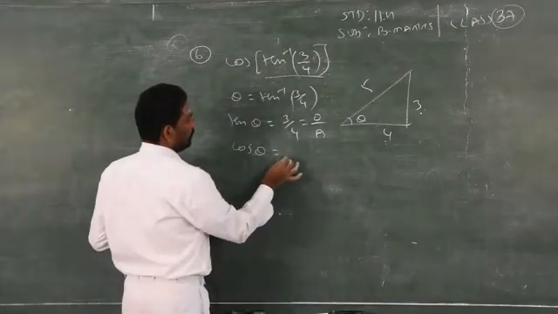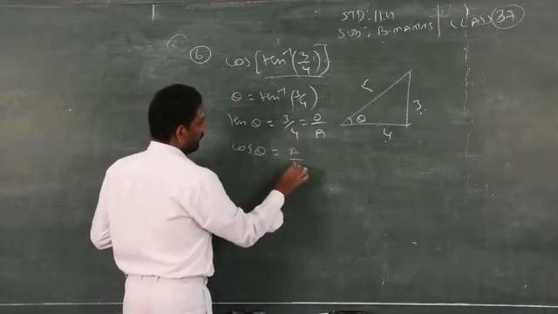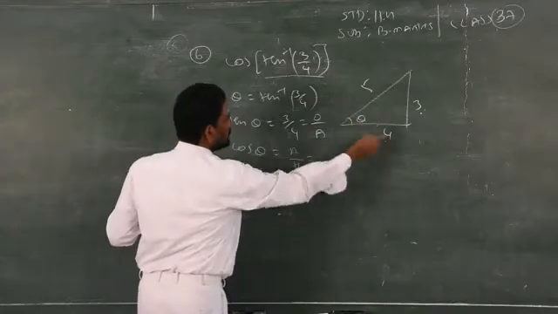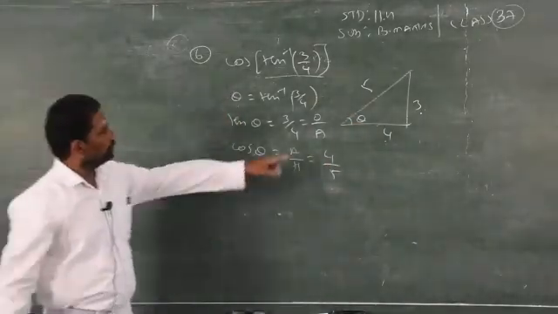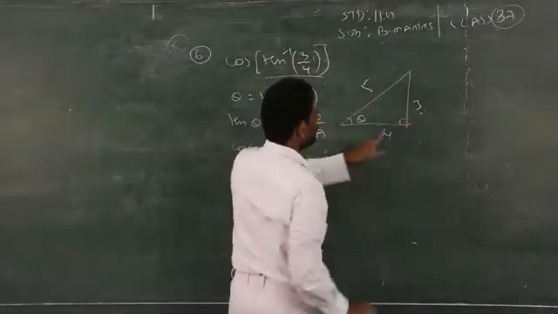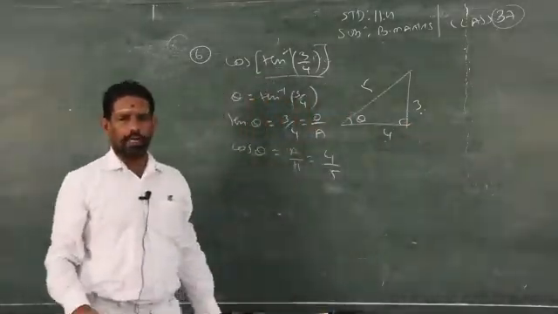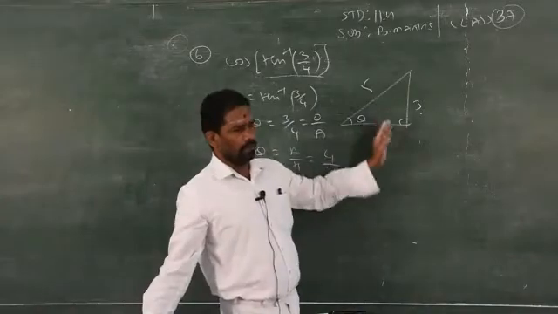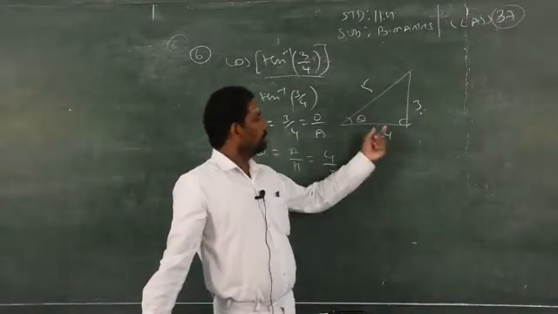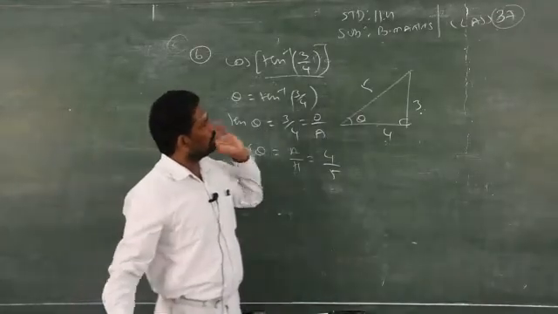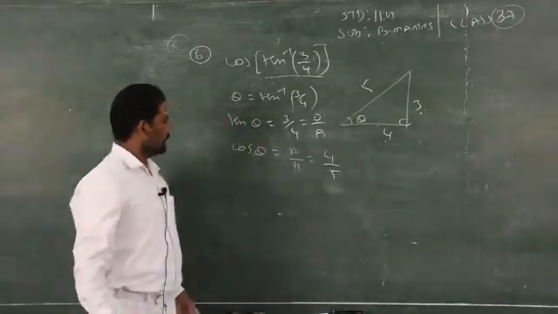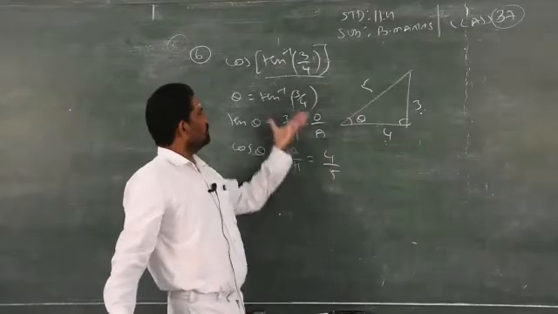So now you have to find cos theta: adjacent by hypotenuse. What is your adjacent? 4. 4 by hypotenuse, that is 5. You know how to find the hypotenuse? When two sides are given, just square and add. This is called a Pythagorean triplet. You have to memorize. 4 square is 16, 3 square is 9, 16 plus 9 is 25. When you take the square root of 25 it is 5. So that is called a Pythagorean triplet. So cos theta, I found the value.